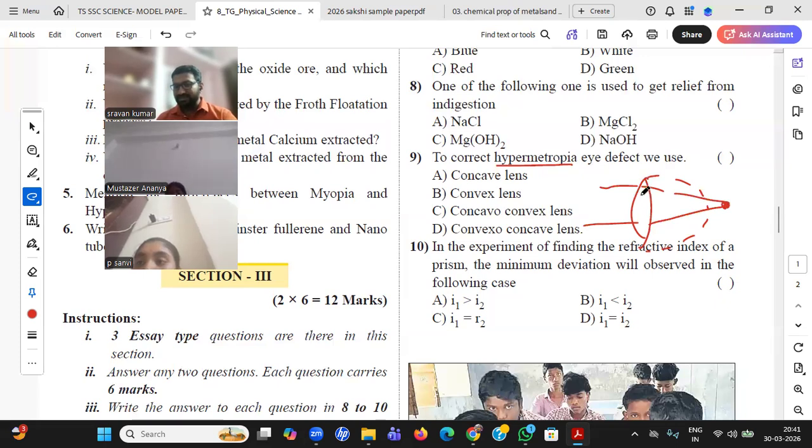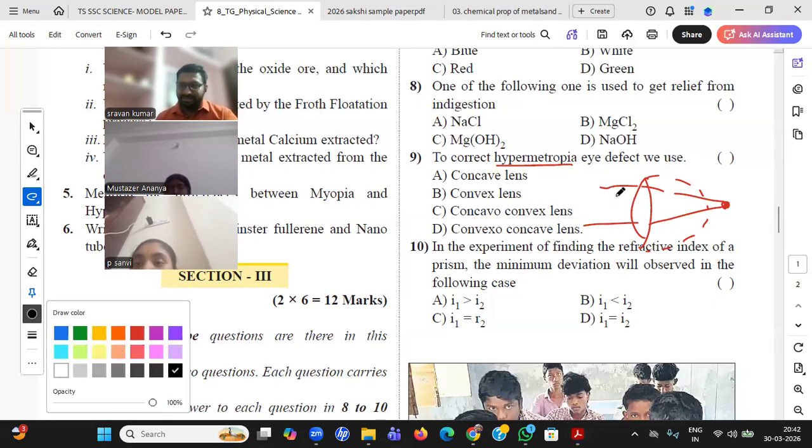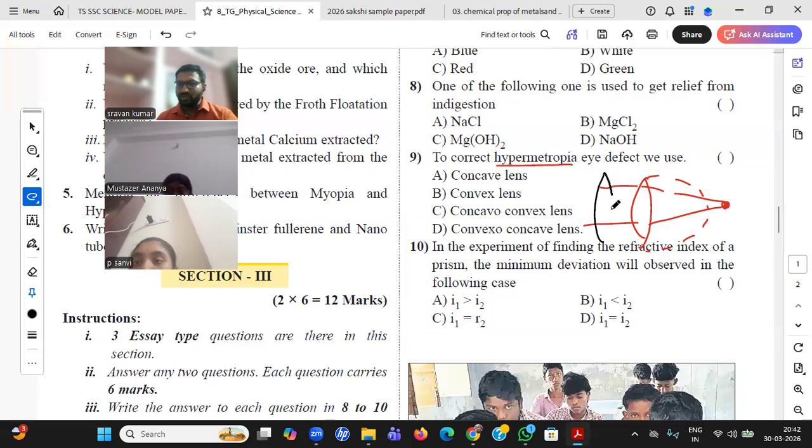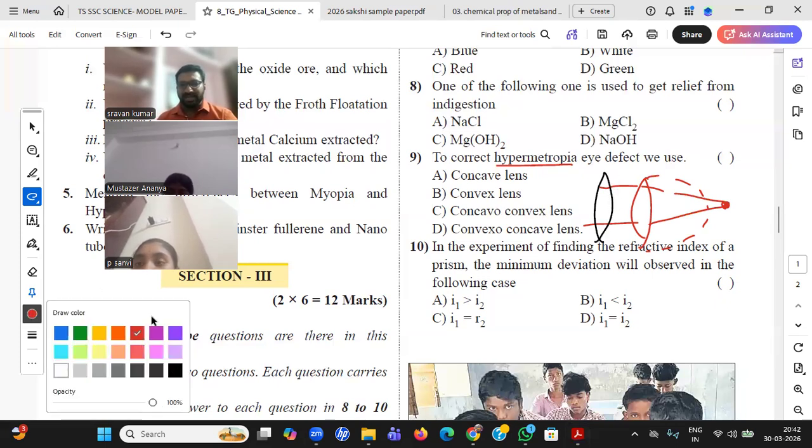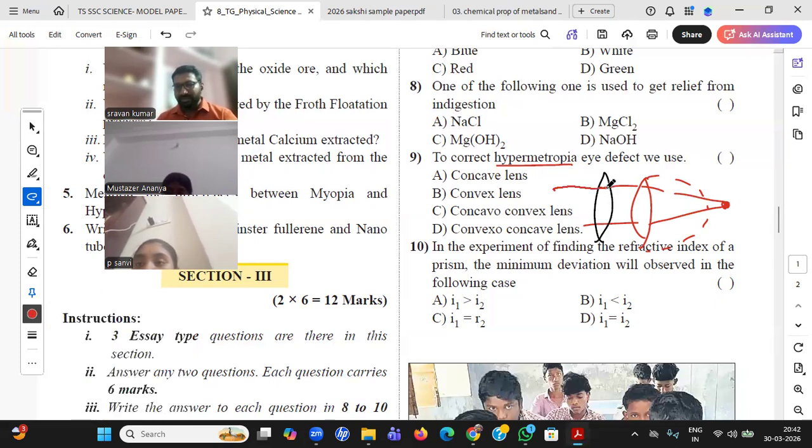That means its converging power is less. So what you need to do? You need to add some extra lens. Again, that should converge. Now, if an extra lens is added, whatever rays are coming will again converge here also, and now it will be exactly converging on your retina.